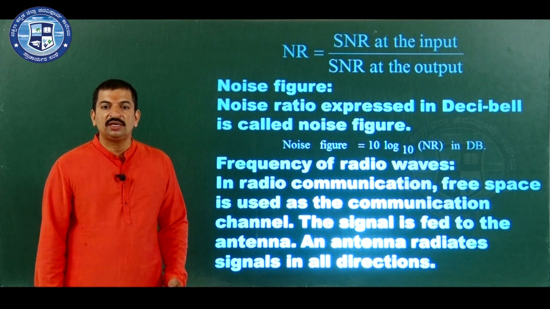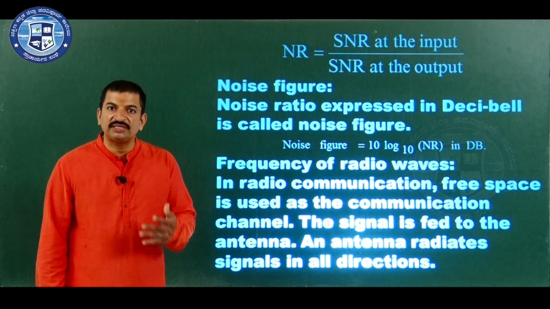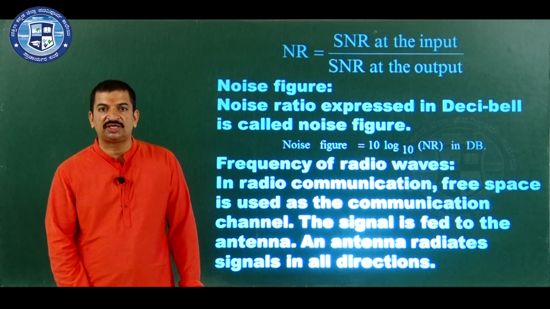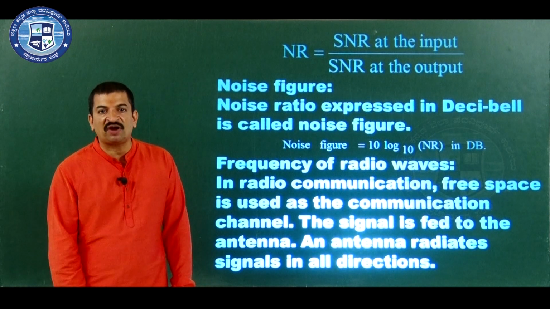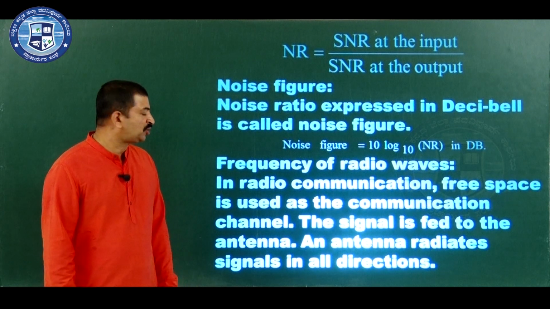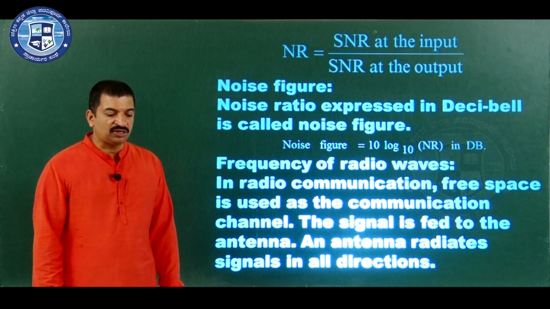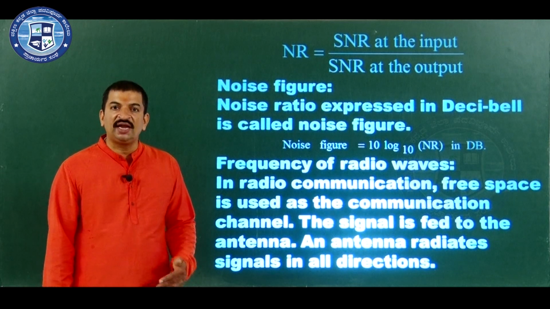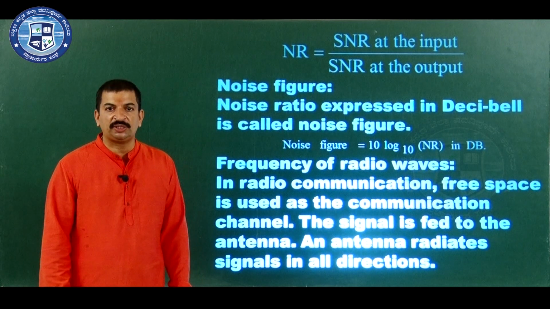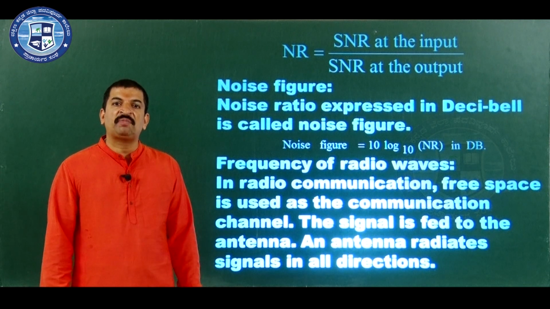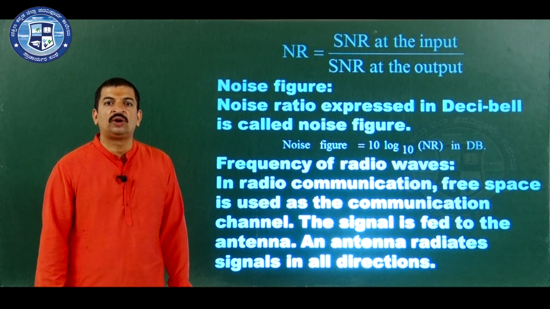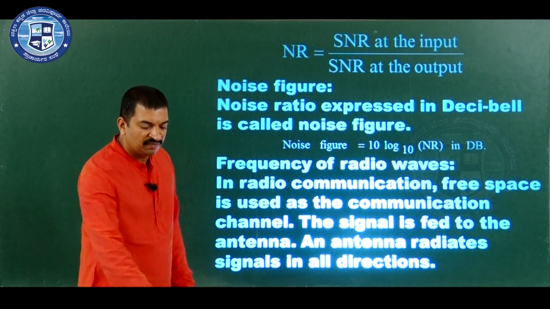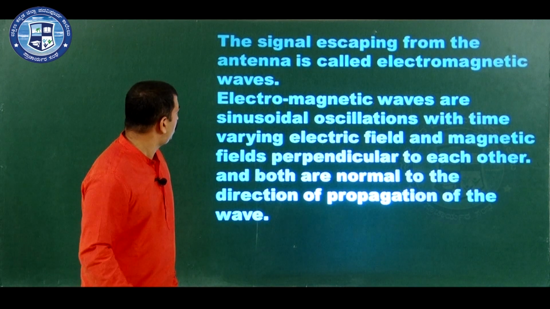After modulation, the signal is fed to the transmitting antenna. Now, the transmitting antenna radiates signals in all directions. The signal escaping from the antenna is called the electromagnetic waves. It is called the electromagnetic wave because it consists of both electric field and magnetic field components. These electric field and magnetic field components are perpendicular to each other and both are normal to the direction of propagation of the waves.